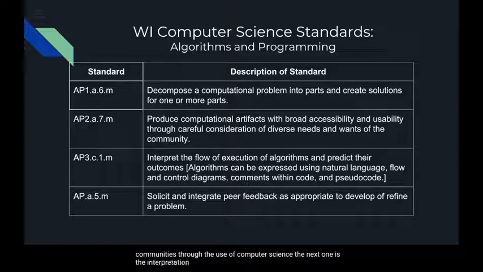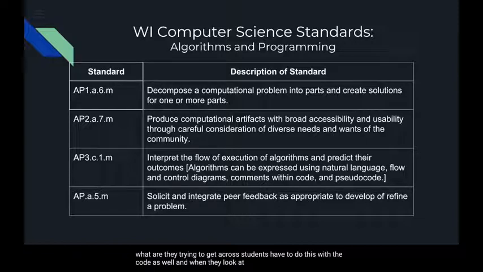The next one is interpreting the flow and execution of algorithms and predicting their outcomes. This one I chose because this is so similar to what students do within their language arts classrooms. When they're reading and annotating a text, they need to figure out why and how that text is structured. And even in literature, why an author chose to use the words or the phrases that they use. What message are they trying to get across? Students have to do this with the code as well.